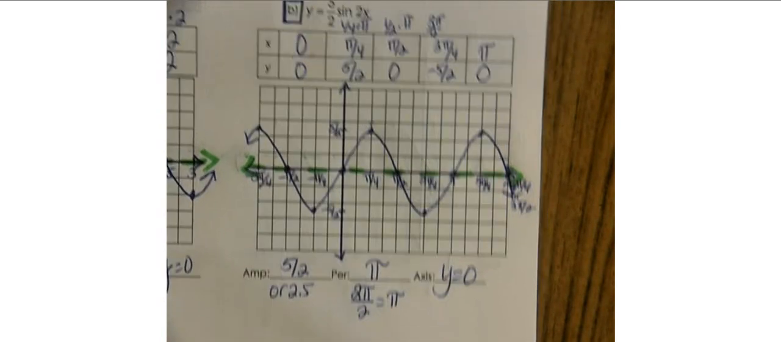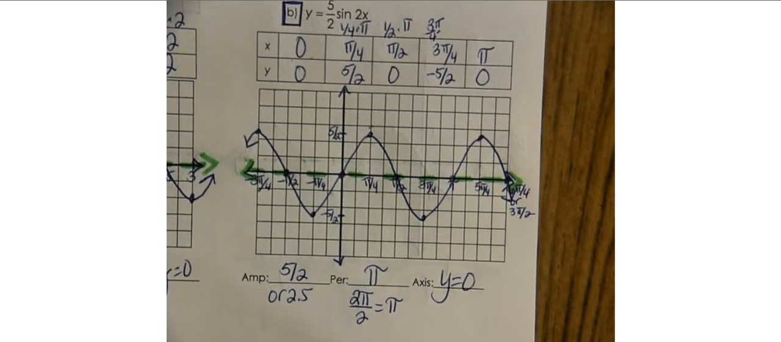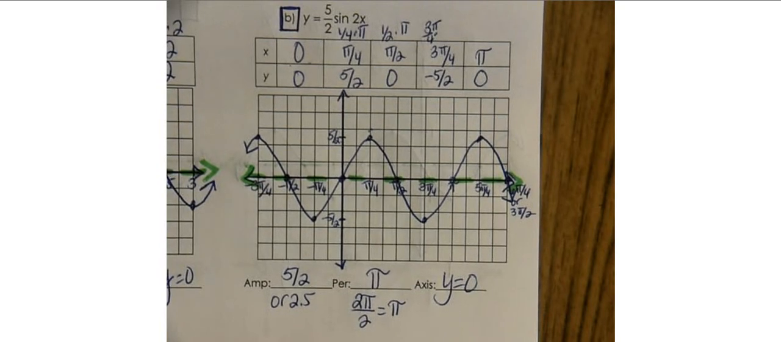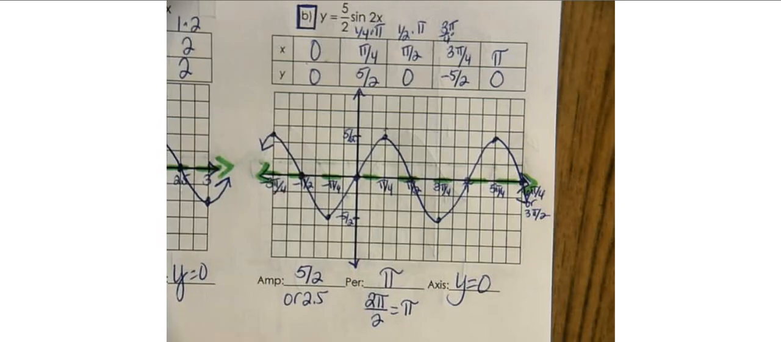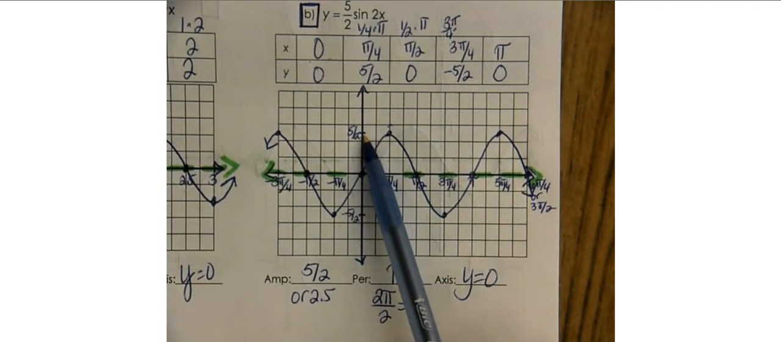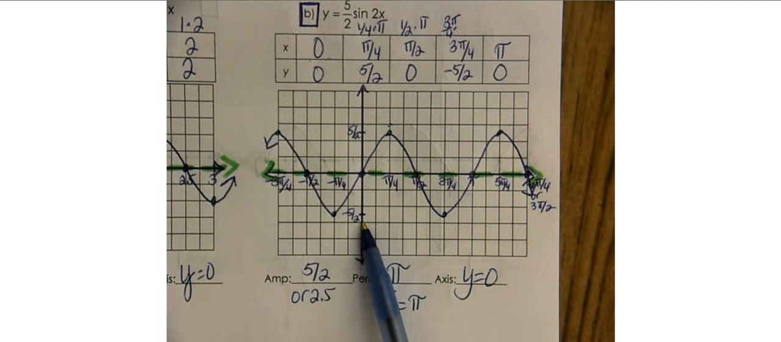And then finally our last letter B. We have y is equal to 5 halves times the sine of 2x. I chose to make every other line a pi over 4. And what I did is I went by ones and I just kind of approximated where 5½ would be and negative 5½.